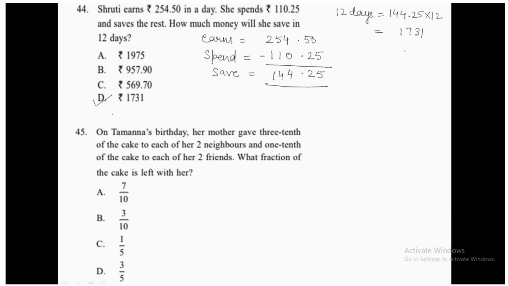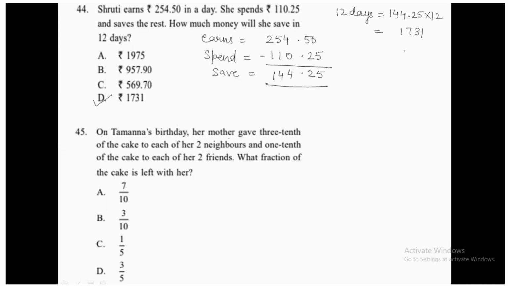Now let's move to question number 45, which is saying that on Tamanna's birthday, her mother gave 3/10 of a cake to each of her two neighbors. Okay, now 1/10 of the cake to each of her two friends. What fraction of the cake is left with her?